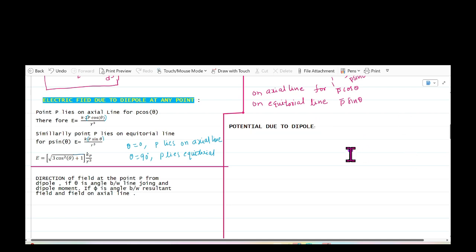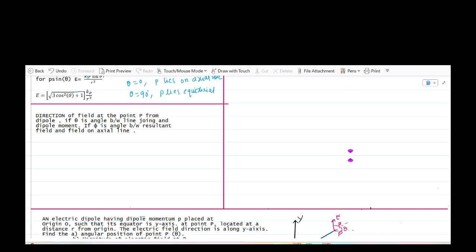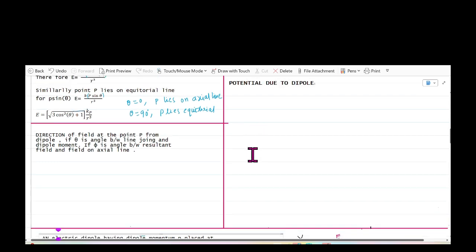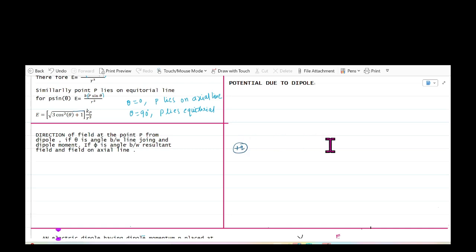So let's consider a dipole once again. I hope you are following the concept. So let's have a dipole. This is positive Q and this is negative Q, and these two are joined by a finite length, which we will call 2L. So let us have one point P, at a distance from the center of the dipole, which makes angle theta.